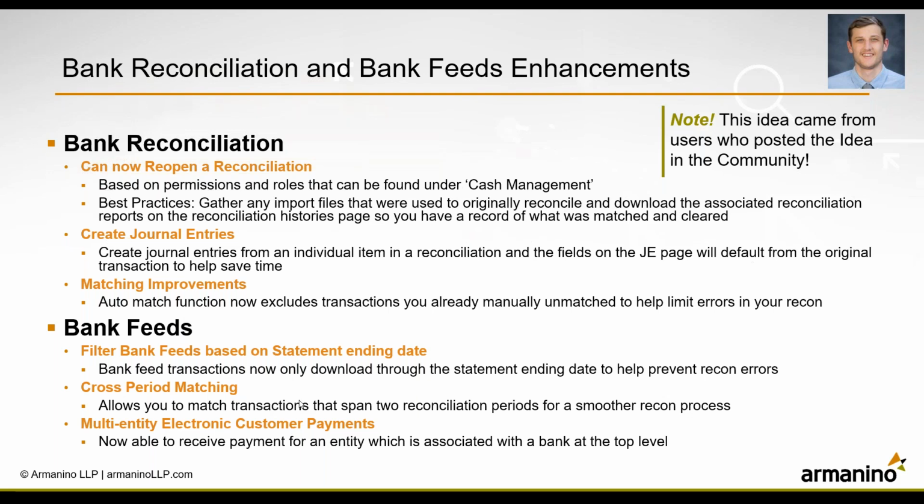Next is the ability to create journal entries. So you're going to be able to create journal entries from an individual line item in a reconciliation. And the fields on this JE page are going to default from the original transaction to help you save time. And then finally is the matching improvement. The auto match function now excludes transactions that you might have already manually unmatched, so you don't have to go back again and uncheck them and unmatch them. So again, all of these features were added to help you limit your errors and limit the time it takes for you to do your reconciliations.